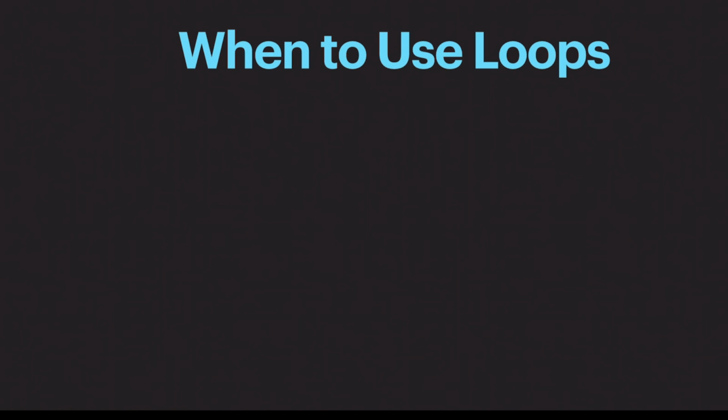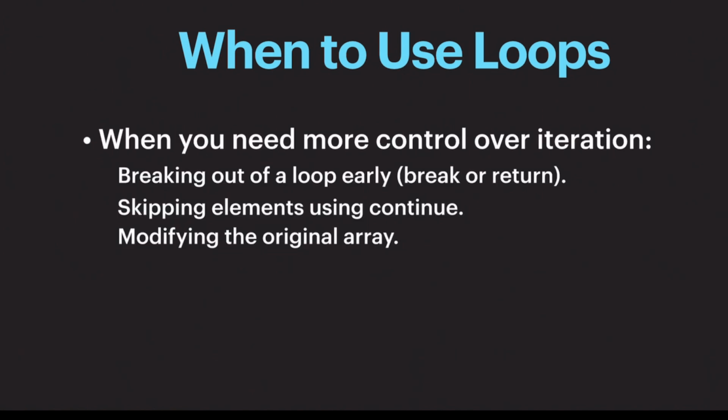Another thing is when to use a loop. Use a loop when you need more control over the iterations, like when you want to break out of the loop early, or return. When you want to break the loop, return something from the loop, skip an element using continue, or modify the original element, you should use a loop.